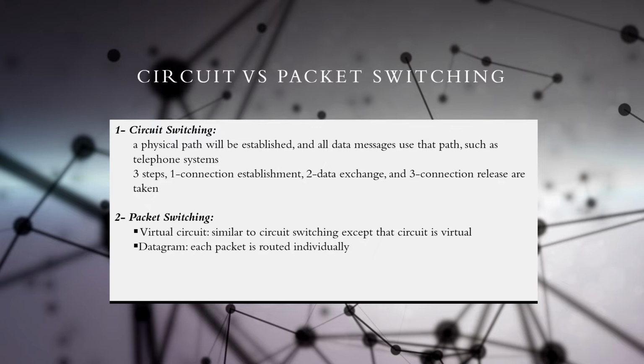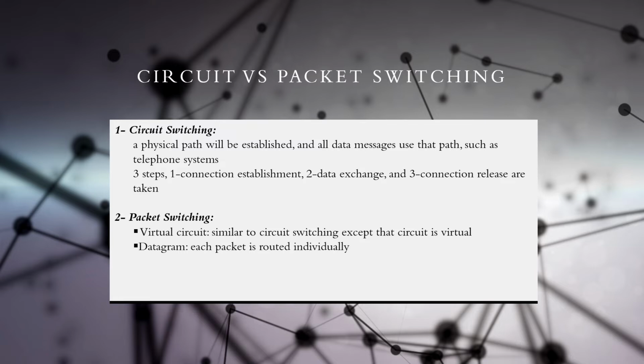Communication of nodes over a large network is done through circuit or packet switching. In circuit switching, a physical circuit is established before data communications, and all of the messages will be sent over the circuit or path. So for each data transfer, three steps must be taken by the sender and receiver. First, connection establishment, second, data exchange, and third, connection release.